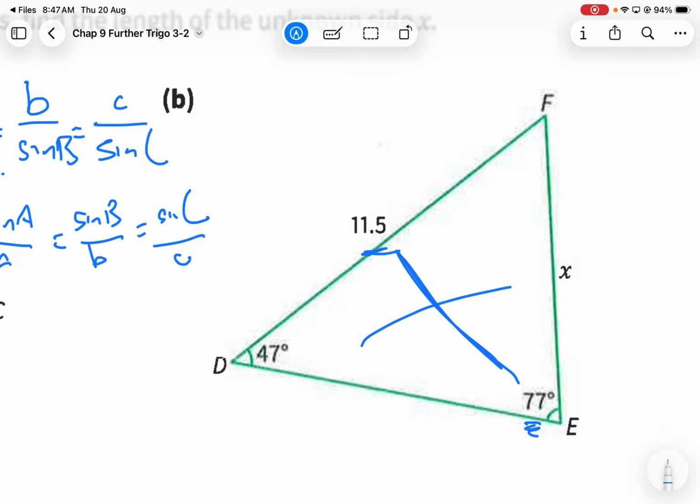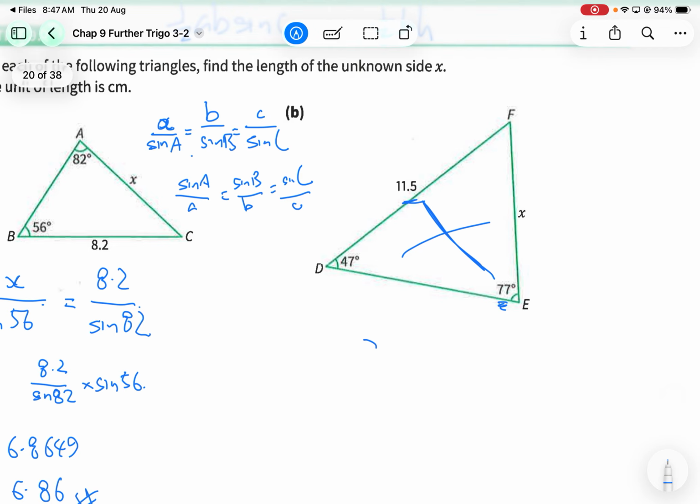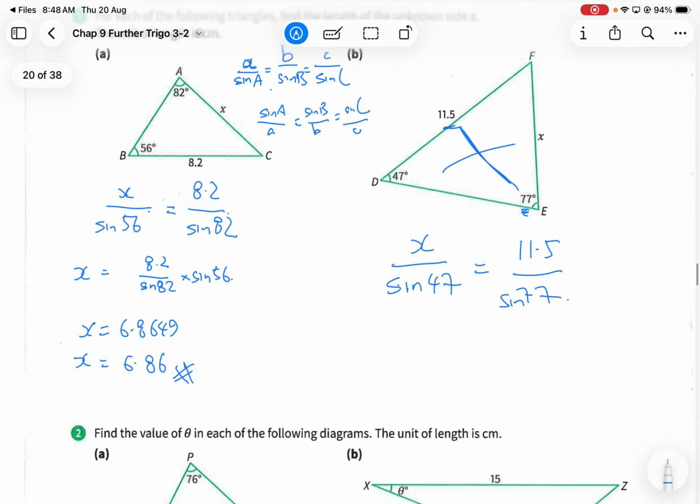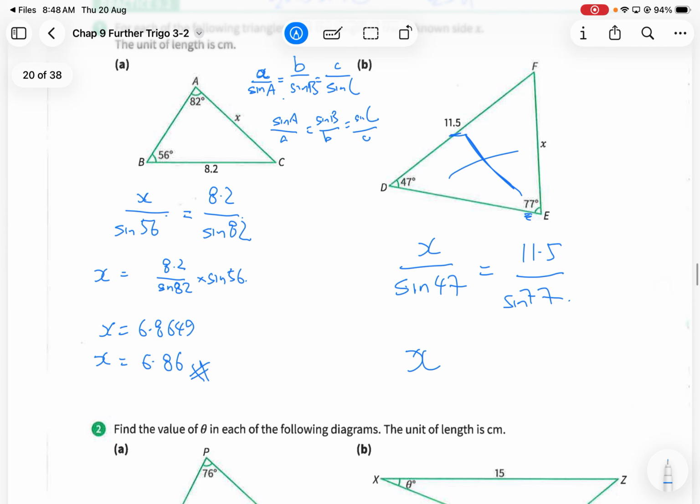Okay? So what I want to find is x. I will write down x over sine 47 equals 11.5 over sine 77. Then solve this equation, I can find x. Okay, continue yourself. Go find x. Press calculator.